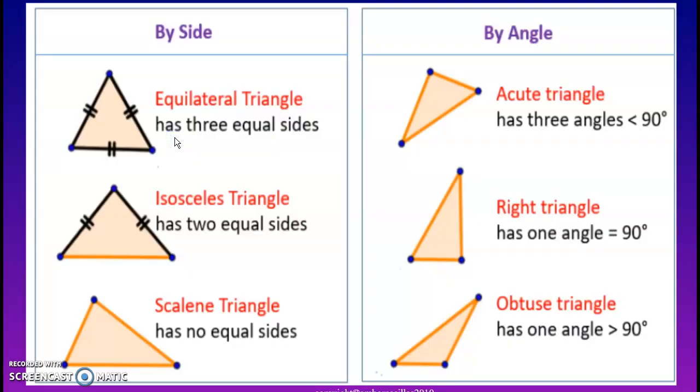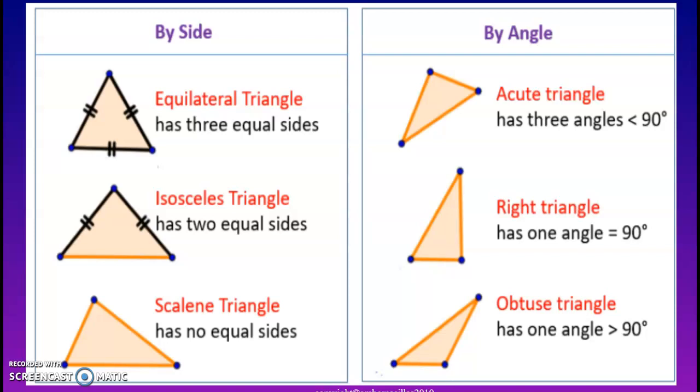We can classify triangles. You learned about classifying triangles last year in the 5th grade, but here's a quick review. You can classify triangles by side. An equilateral triangle has 3 equal sides. An isosceles triangle has 2 equal sides. And a scalene triangle has no equal sides.